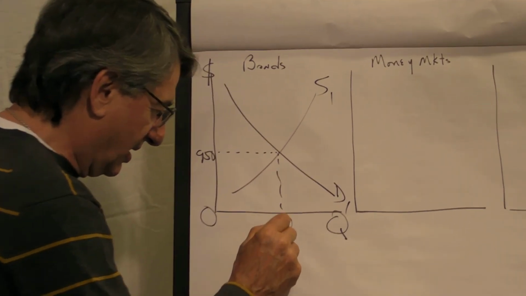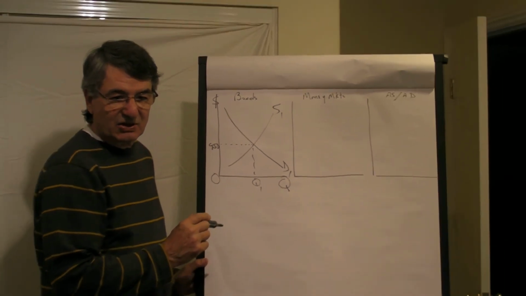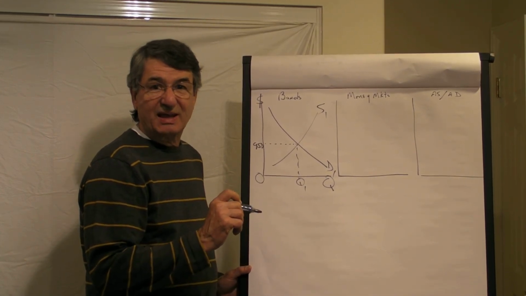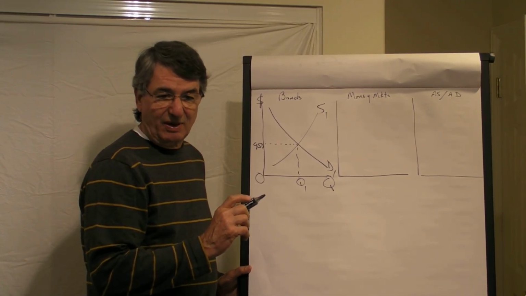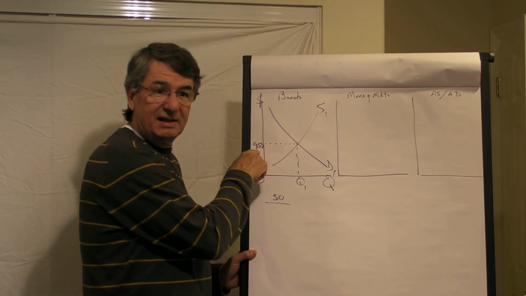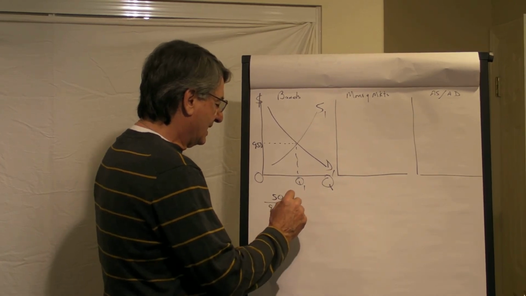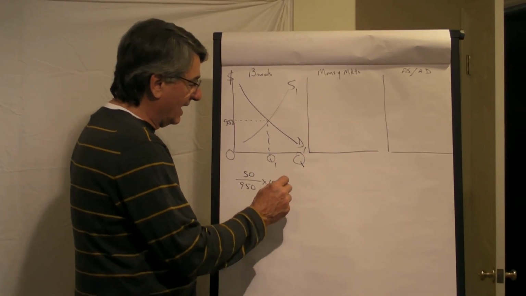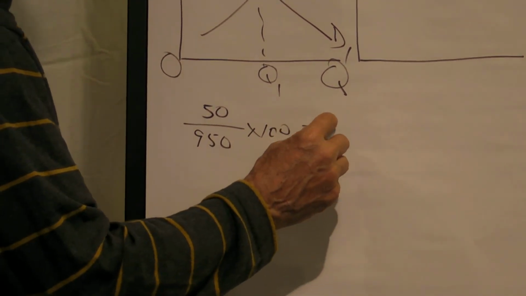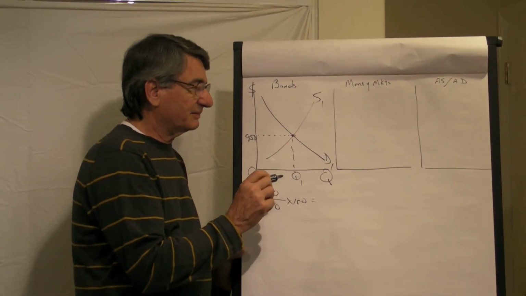There's the quantity, Q1. Now, this $950 we assume is for a bond that becomes $1,000 at the end of 1 year. So, you earn $50 on $950, which is what you paid for this bond, times 100 to make it a percent, and this will give you the percent bond yield on this. All right, so these are the bond markets.